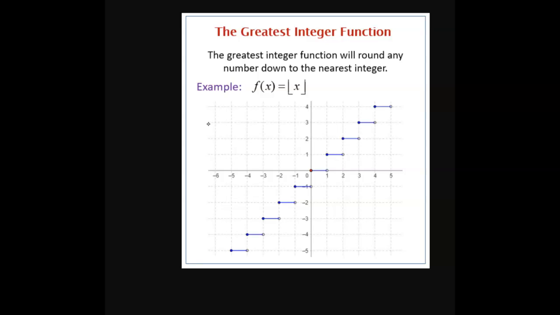So even if you have 1.999999999, that's still going to round down. So that's kind of different. It's not common among any other function, but that's where it's at. Jumping back to the notes.